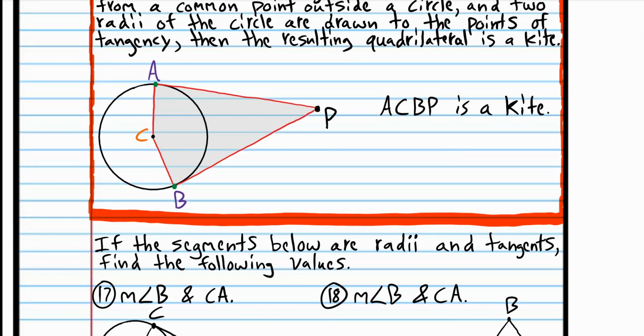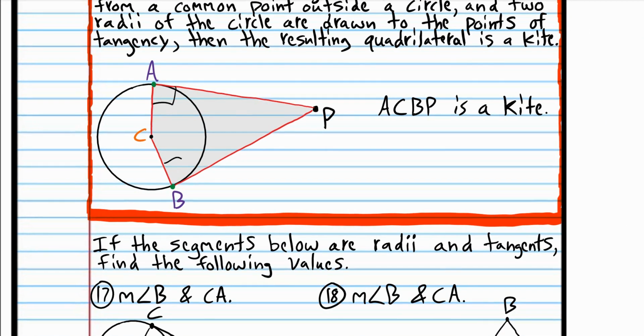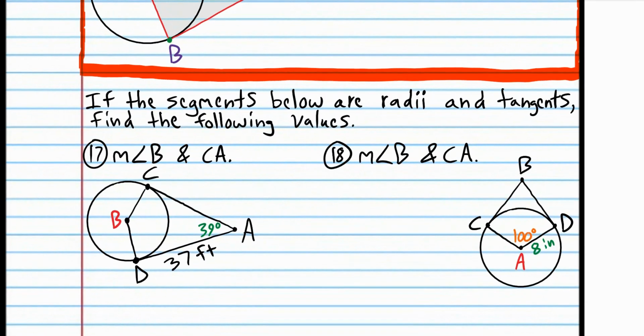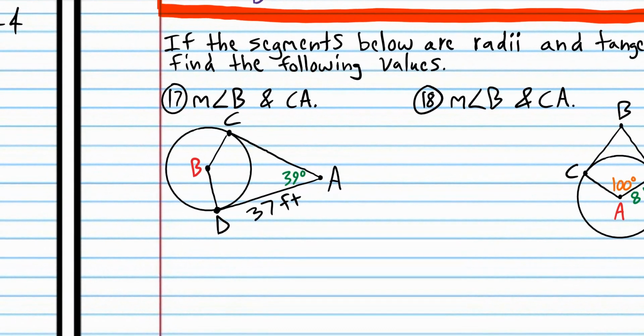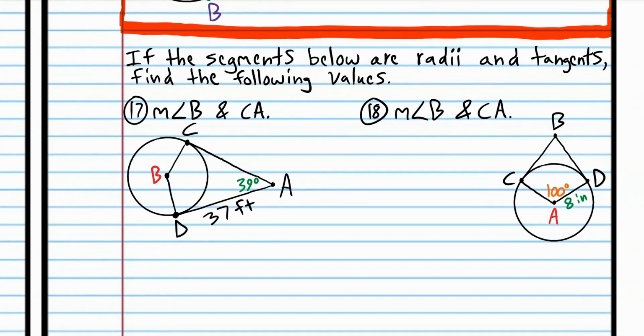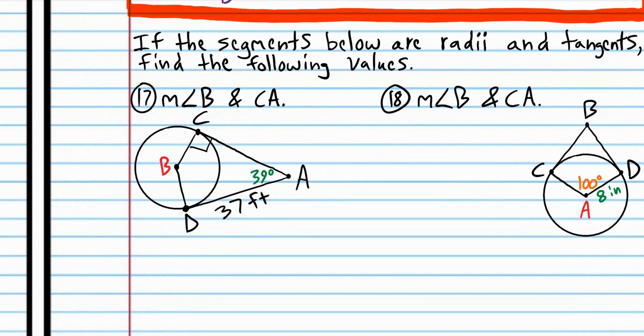But again, in these problems, because of that one theorem, we know that these are also 90-degree angles. That's going to help us. If the segments below are radii and tangents, find the following values. We know that this must be a kite, and we know that these angles must be 90.